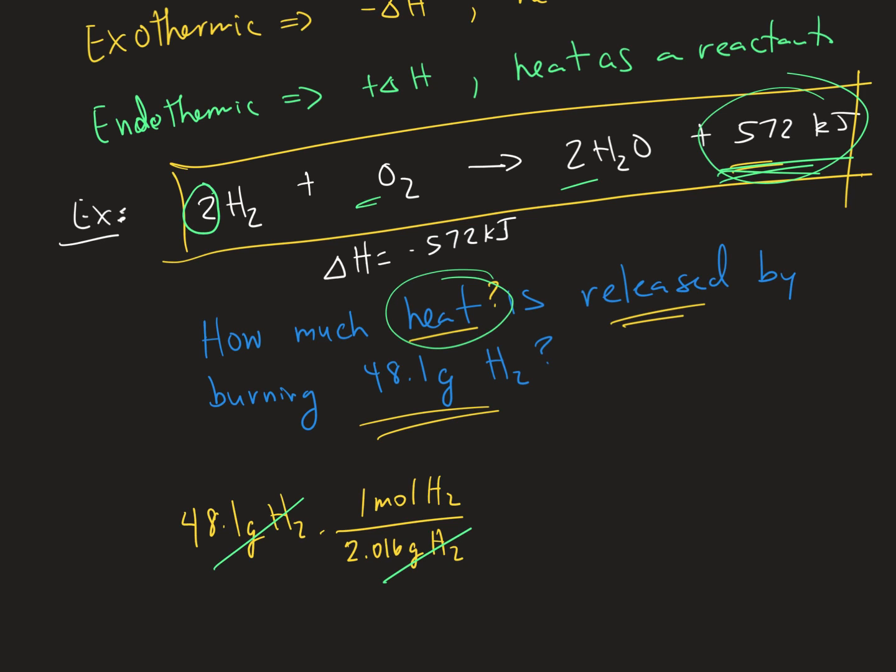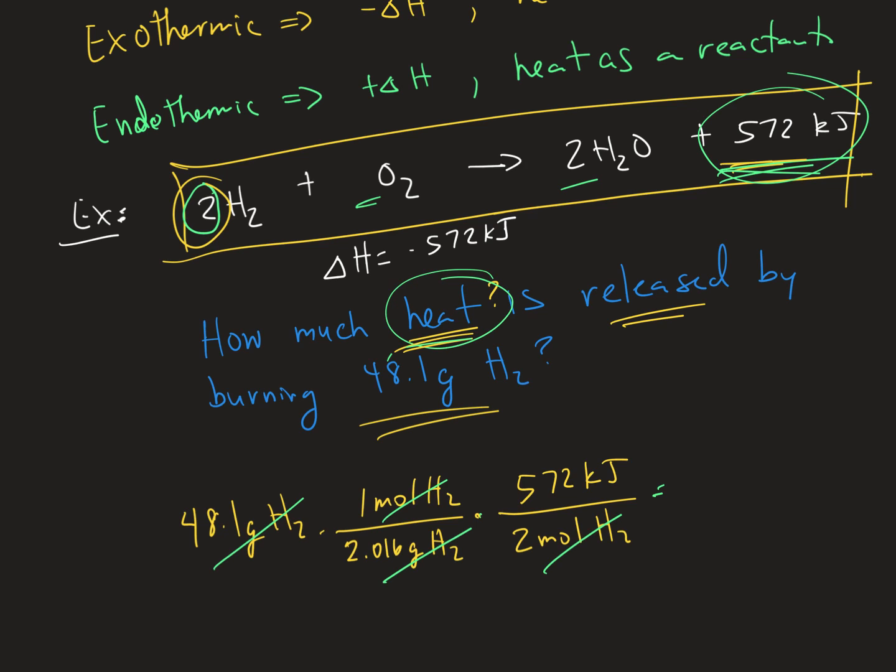Okay. So we're going to multiply. We don't want moles of hydrogen, so that's going to be on the bottom. How many moles? 2 moles of hydrogen. To what goes on top? What are we looking for? 572 kilojoules. Moles goes away, we're left with kilojoules, and that's what we're looking for.